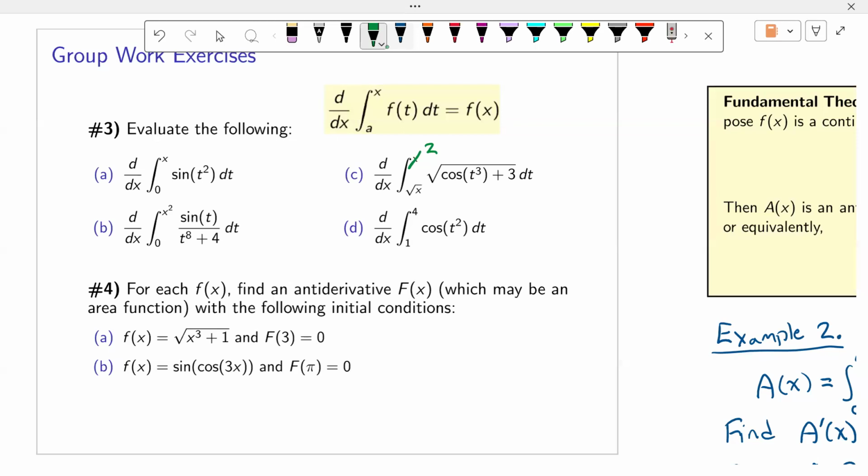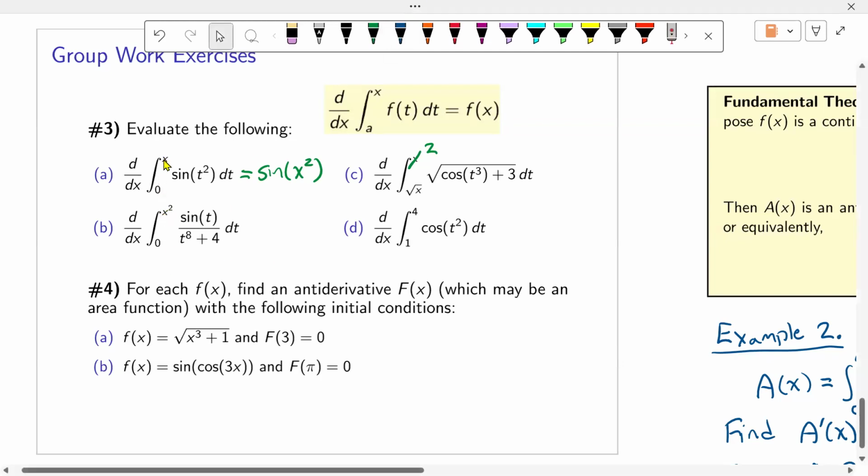Does anyone think they figured out part A? What is it, Lee? Correct. You did it. All done. Does anyone think they know the answer for part B? It's a little different, isn't it? Do you see how they're different? This one had an x at the top, right? And this one has an x squared.